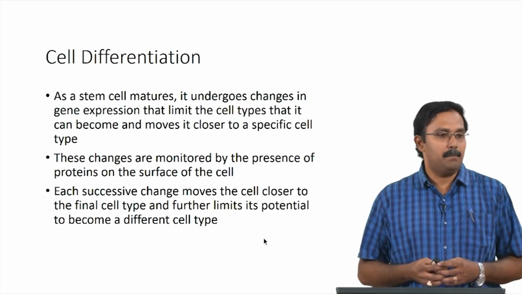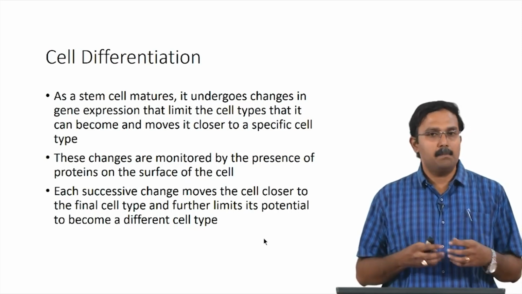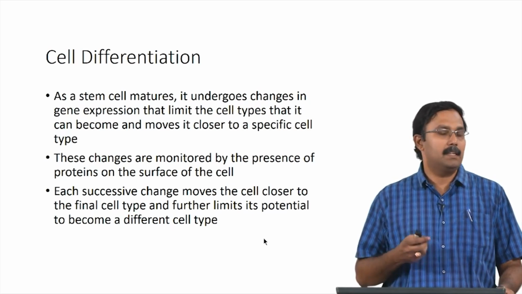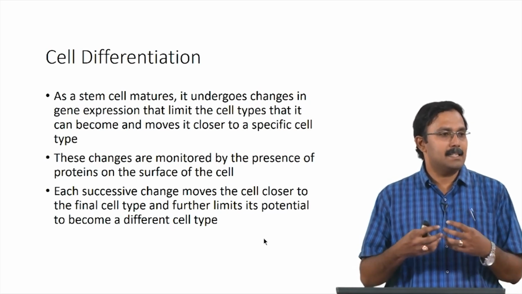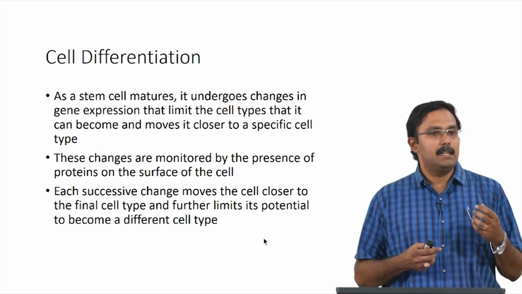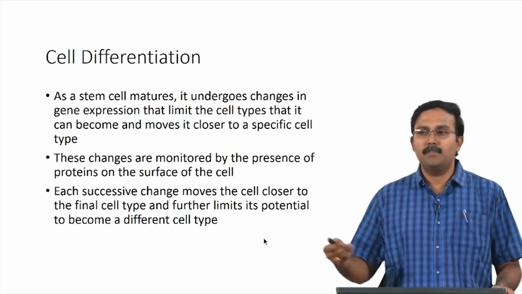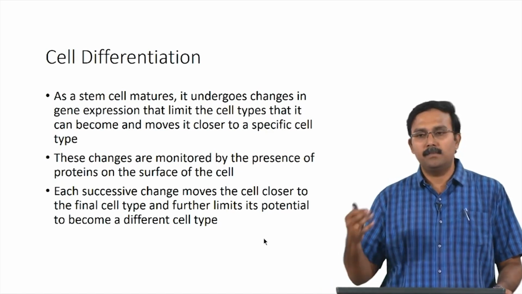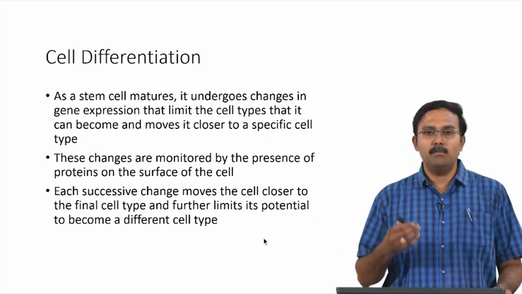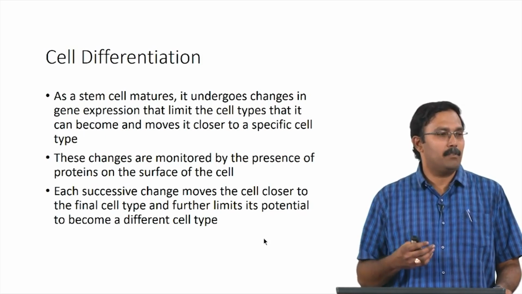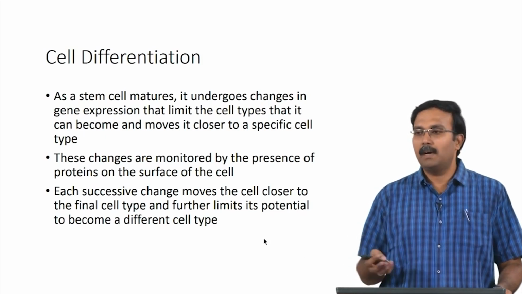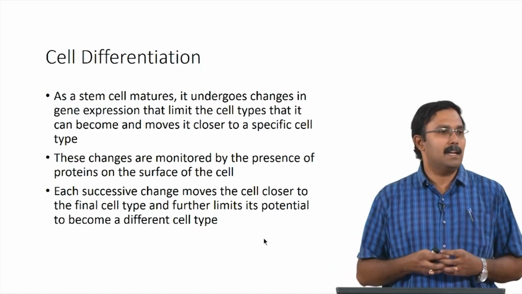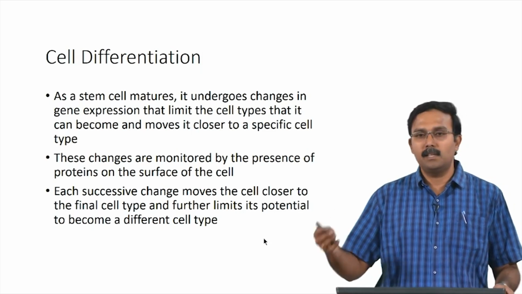So what actually happens in a differentiation process is, as a stem cell matures, it undergoes changes in its gene expression that limit the cell types that it can become. So there are changes inside the cell which make sure that it is beginning to get some of the functionalities of the differentiated cells, and because this happens, it starts moving closer towards the final cell type. These changes can be monitored by the presence of proteins on the surface. So the surface markers and receptors which are expressed can be used to identify whether the cell is remaining a stem cell or moving closer towards a differentiated cell.